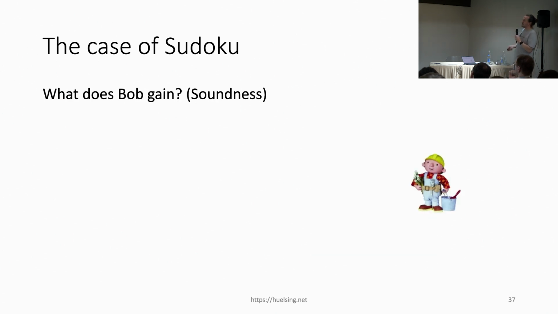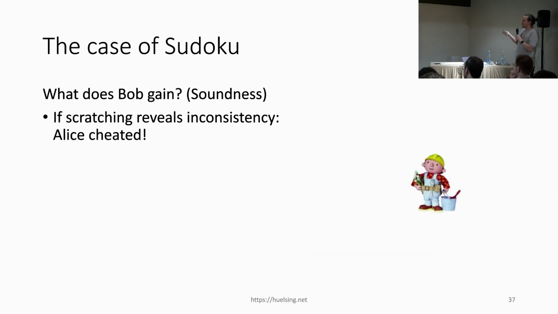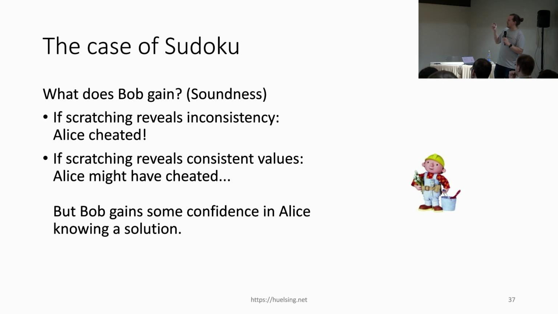So, what does Bob gain from this? If he catches an inconsistency, obviously he knows Alice cheated. The problem is, if he does not catch an inconsistency, this doesn't mean that Alice didn't cheat. This just means that he didn't catch it.